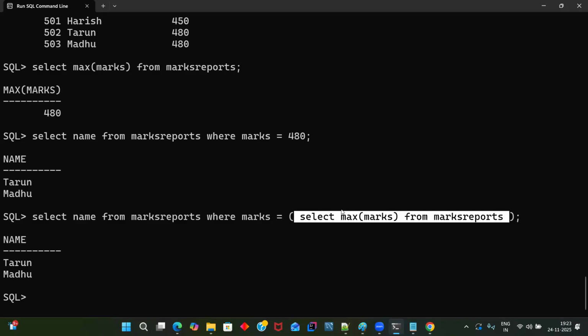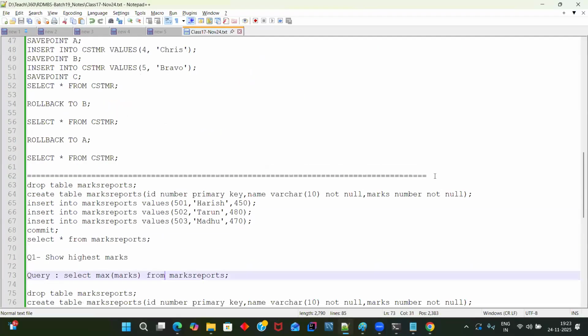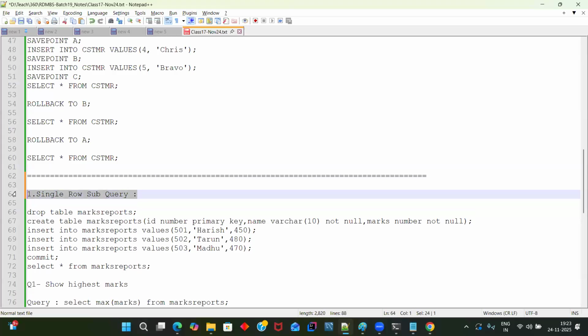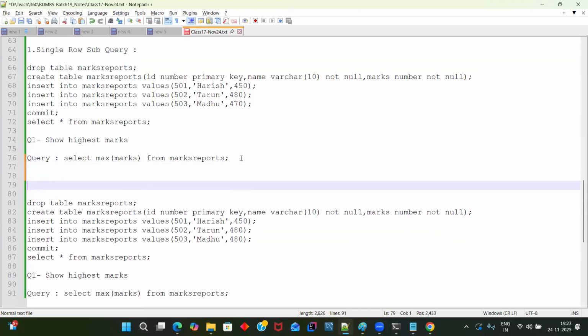Yes, sir. Okay. Now, what I want to conclude here, there are two types of subqueries. One is the single row subquery. Maybe this could be a bad example, the second one. I'll correct it, no worry. Because you have seen it's returning one row. I have a lot of examples to deal with.